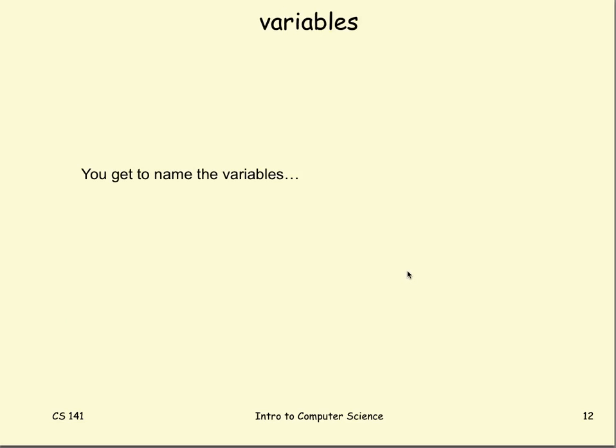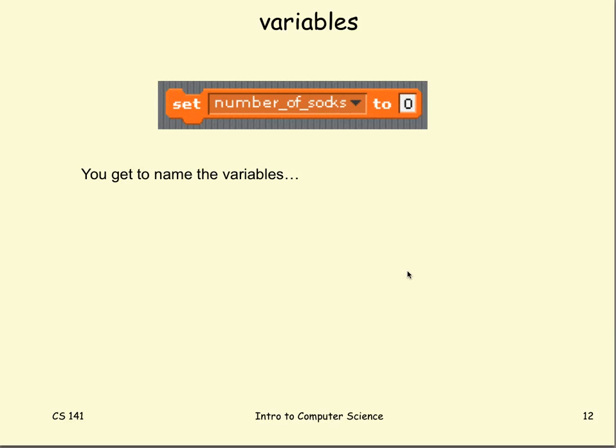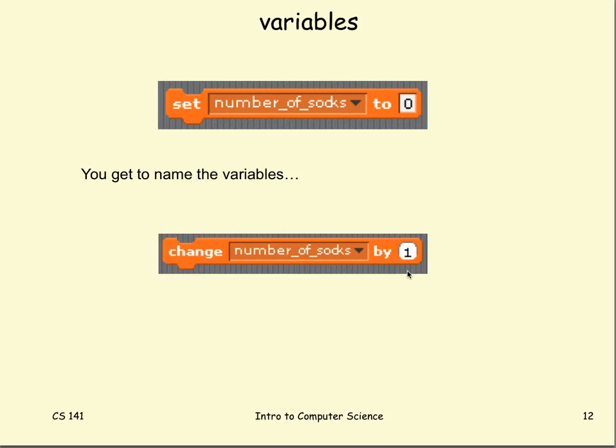Variables are the next thing. You get to name the variables, and you get to use them. So for example, we could create a variable called number of socks, and we could set its initial value to 0, and that would be a little block that we would put in one of our scripts. Then, if we found a sock, we could change the value of that variable by 1, so that would increment it. You can also change it by -1 to decrement it.